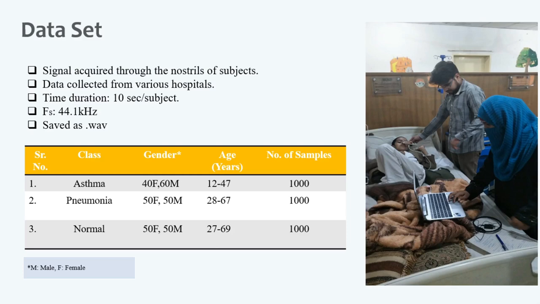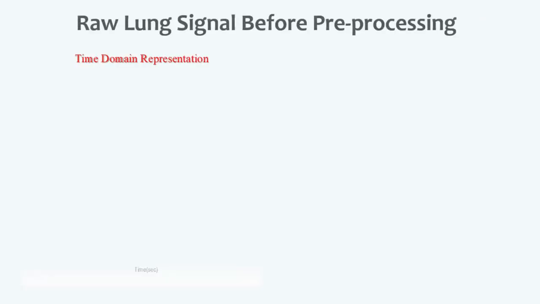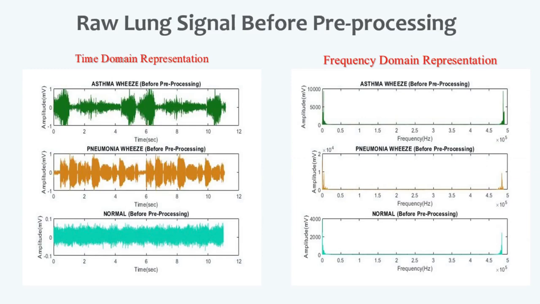1,000 normal lung sound samples were collected from healthy subjects with 50 female and 50 male with age range of 27 to 69 years. I recorded 10 samples per person with duration of 10 seconds, 44.1 kHz sampling frequency with a single channel, and ultimately saved the samples in .wav format. And that is how our raw lung sound signal of all three categories looks before preprocessing in time and frequency domain.